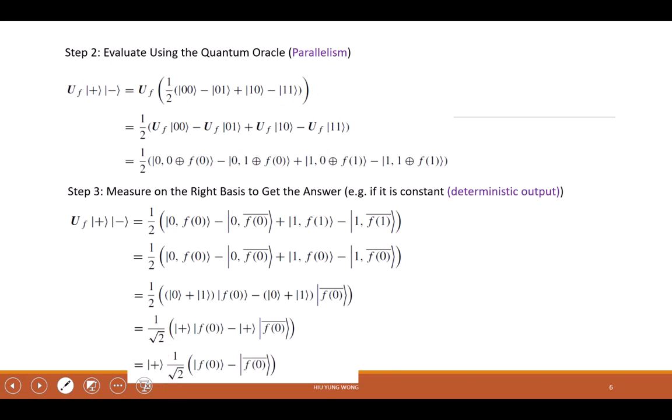Now, the goal is to measure in a different basis, just like what we did for quantum teleportation, right? But we will do a Hadamard gate to make it into 0 and 1 and then only measure 0 and 1. Because in a quantum computer, very often it's more convenient to only measure in one basis. You don't want to keep rotating your magnets, for example.